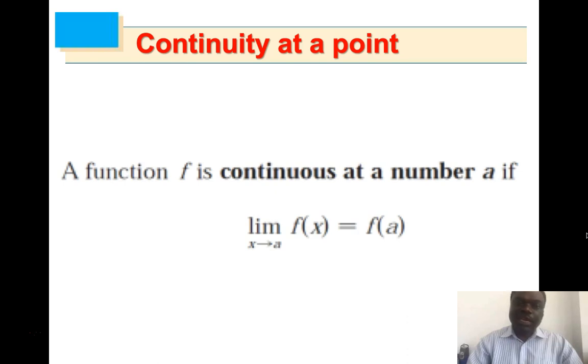So, continuity at a point. We say that a function is continuous at any number a if the limit as x approaches a of f of x is equal to f of a. So if, just as we explained in the previous slide, you can just find the limit by putting the value a in the function, then the function is continuous at the point a.